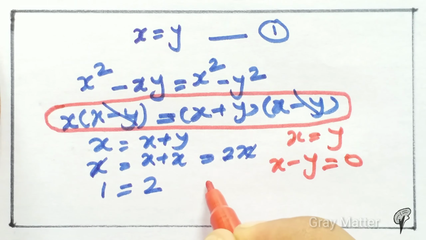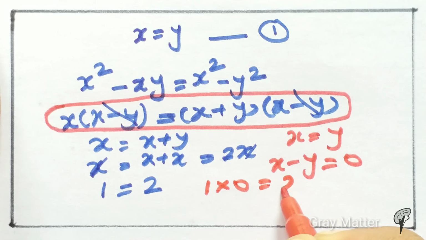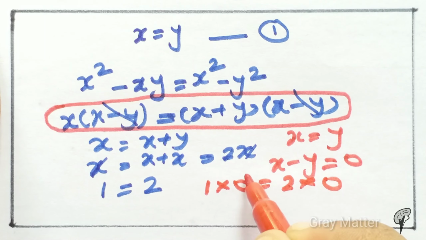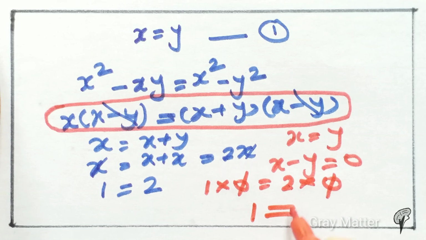It is like this. We can write 1 into 0 is equal to 2 into 0. And we are cancelling this 0. That should not be done. So there is a problem here. So 1 is not equal to 2.